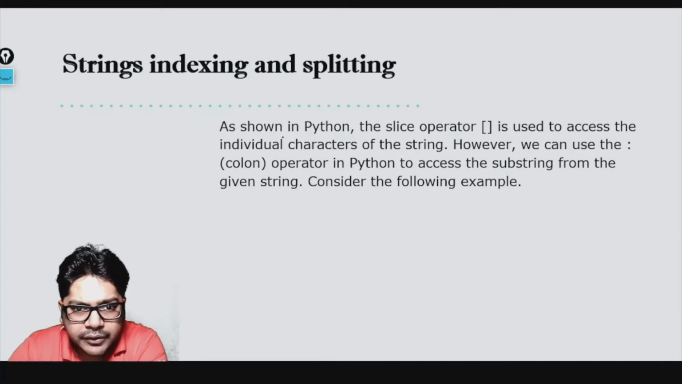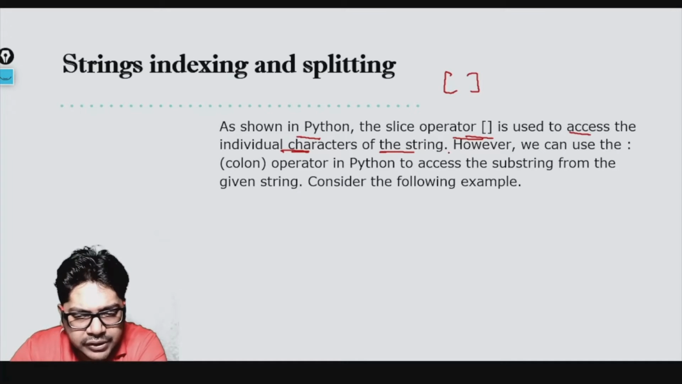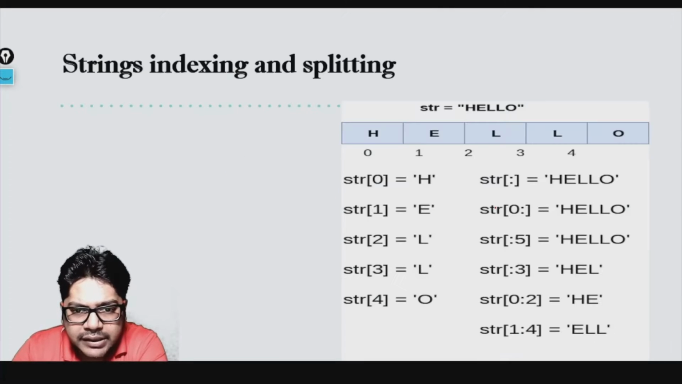So now going ahead, as shown in Python, the slice operator, which is the square bracket, is used to access the individual characters of the string. Now the second thing is that we can use the colon operator also in Python to access a substring from the given string. Have a look at this example.